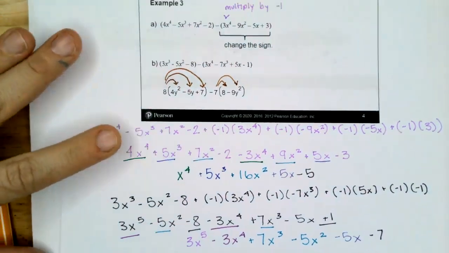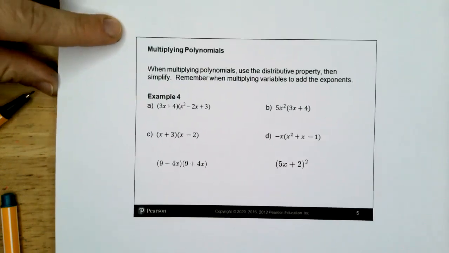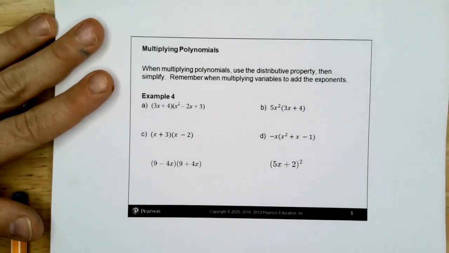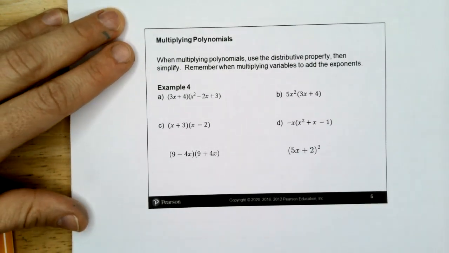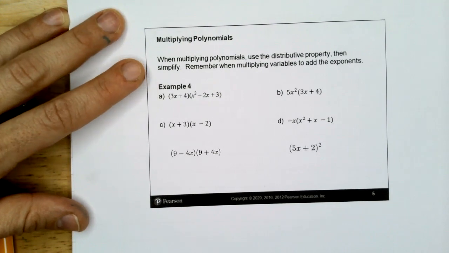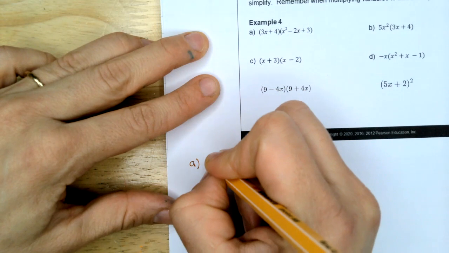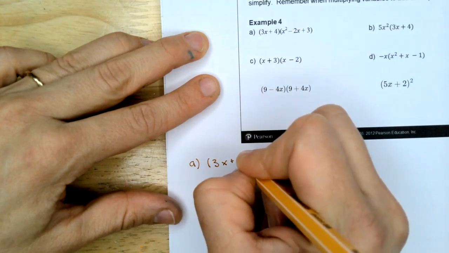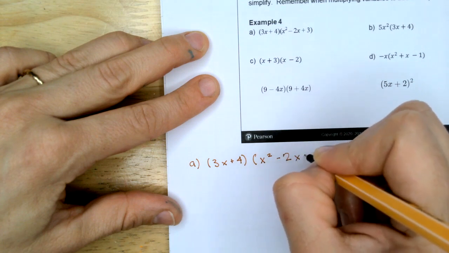Okay, last thing we're gonna do, that was subtracting, but it was also multiplying. Last thing we're gonna do is a couple of examples for multiplying polynomials. When you're multiplying polynomials, all you're doing is the distributive property, just like we distributed the minus signs or distributed that positive 8 and distributed that negative 7, okay? So for A, we take 3x plus 4 and we multiply it to the quantity x squared minus 2x plus 3.